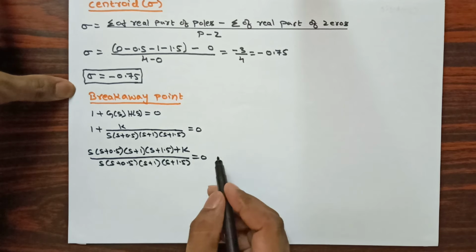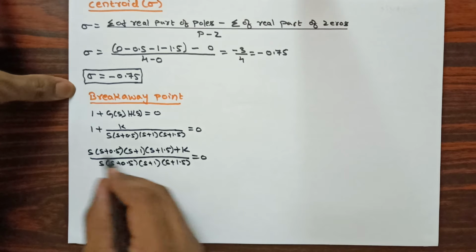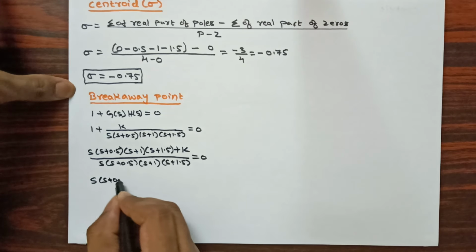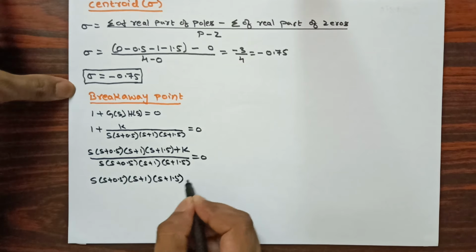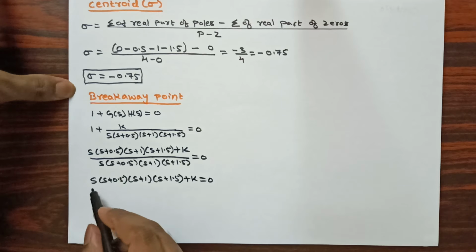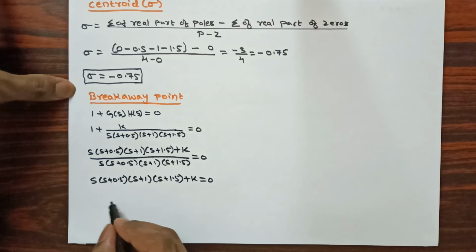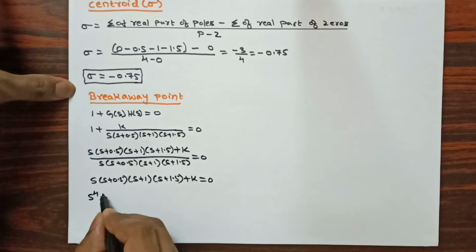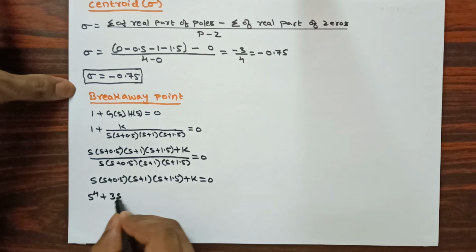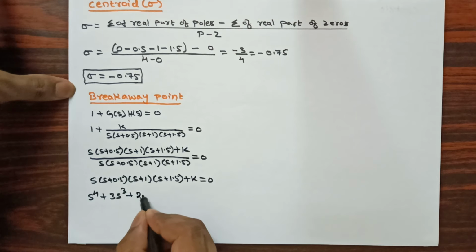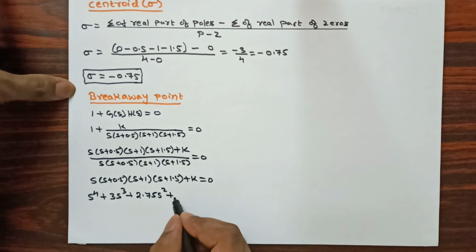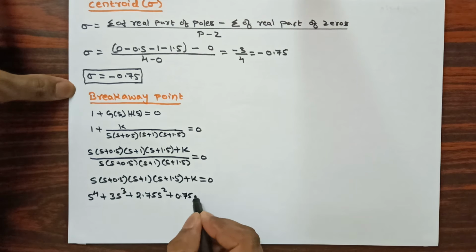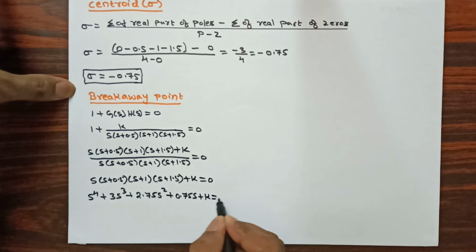Now by taking this denominator to the right hand side, it becomes 0. Now we get s into s plus 0.5 into s plus 1 into s plus 1.5 plus k is equal to 0. By multiplying this, we will get s to the power 4 plus 3s to the power 3 plus 2.75 s to the power 2 plus 0.75s plus k is equal to 0. This is the characteristic equation we got.